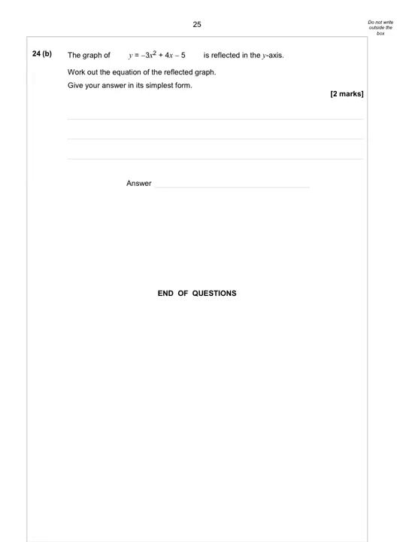Part B, another graph is reflected in the y-axis. Work out the equation of the reflected graph and give your answer in its simplest form. So the function notation would look like this for a graph that is reflected in the y-axis. For a graph to be reflected in the y-axis, the x values here change to be over here. They become negative, and these negative x values are going to become positive. So that goes some way to explaining why the function notation is as it is for when a graph is reflected in the y-axis. So all I have to do, now I know this, is replace x with minus x in this equation and simplify it.